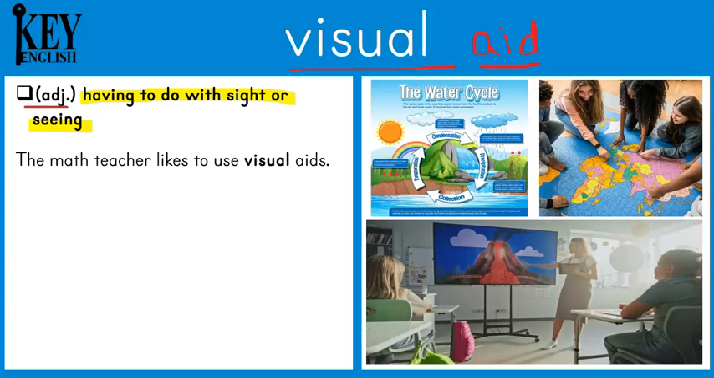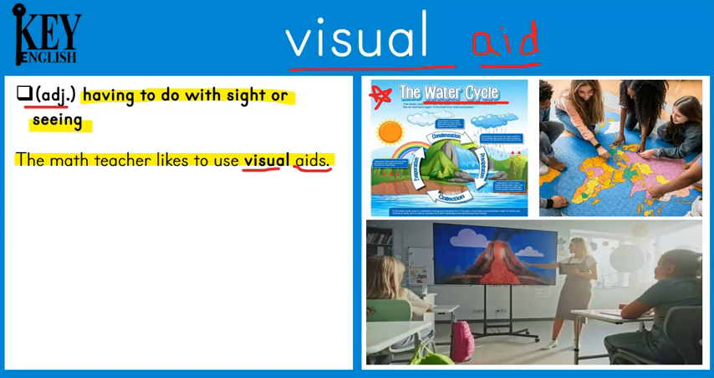The example sentence says, "The math teacher likes to use visual aids." And the word aid means help, something that helps you. It helps you when you see this thing. That's why we call it a visual aid. So an example of that would be this here. This is a visual aid of the water cycle.